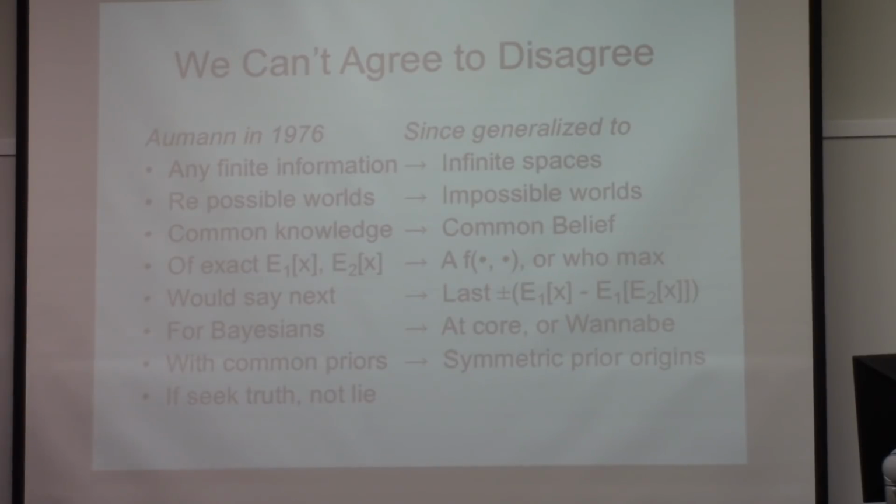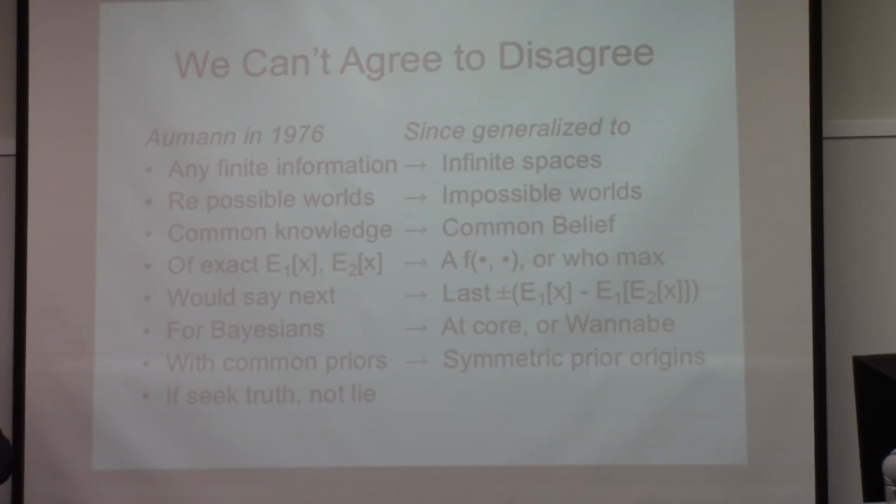So these are relatively strong assumptions, which have, of course, been criticized for being irrelevant for real disagreement, because real people don't satisfy all these assumptions. And since then, people have generalized these things to various kinds of infinite spaces, to impossible worlds, not just possible worlds. This very strong assumption of common knowledge has been weakened to something called common belief, which is vastly more plausible in most human situations, but it still gives nearly the same results.